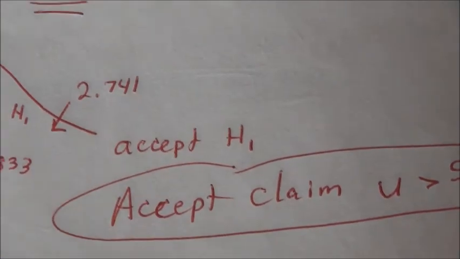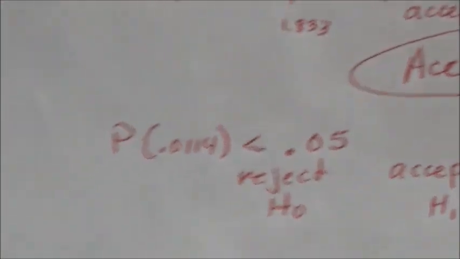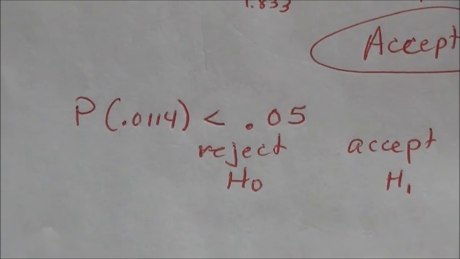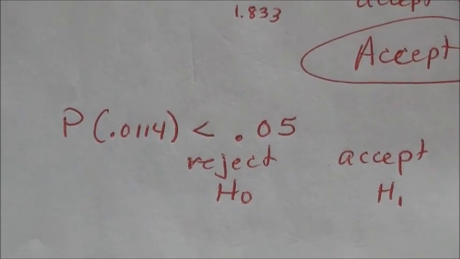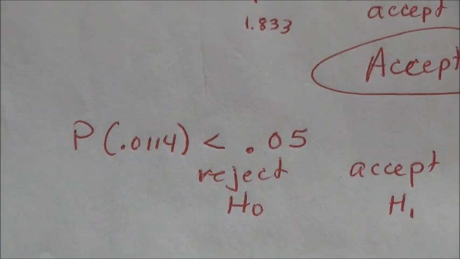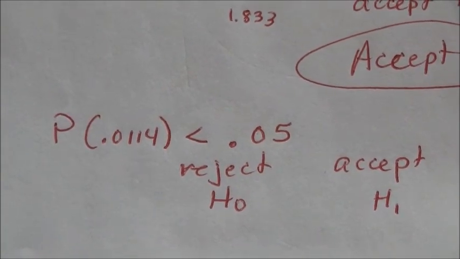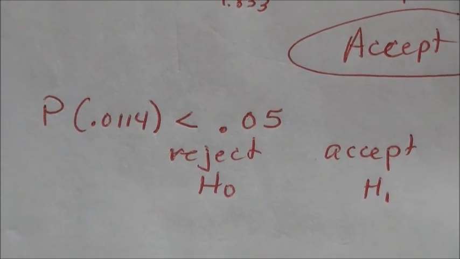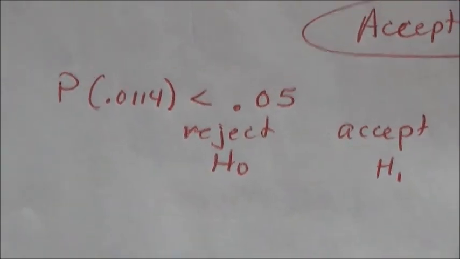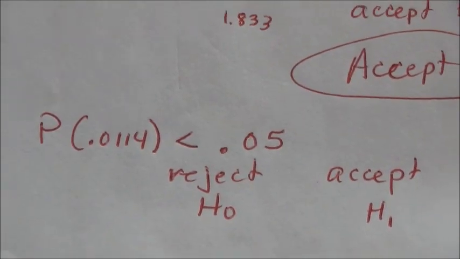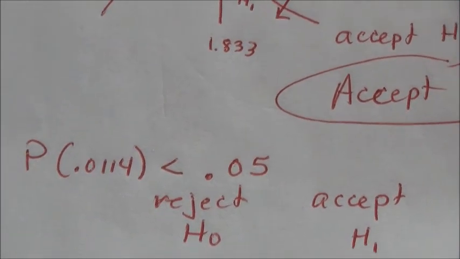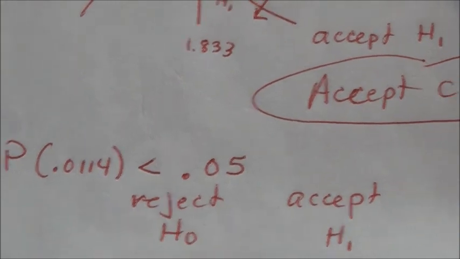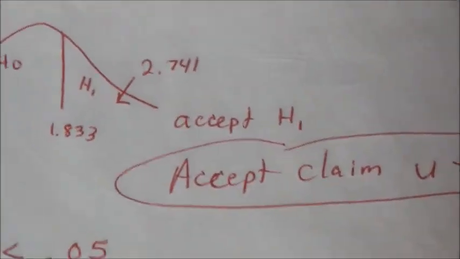Now the other way I can compare to decide if I should accept or reject the claim is to compare the p-value. My p-value was 0.0114. Since 0.0114 is less than alpha, which was 0.05, if it's a less than, I'm going to reject the null. If I reject the null, that means I'm going to accept the alternative hypothesis. And so either way, we will accept the claim that it is greater than the $50.07.